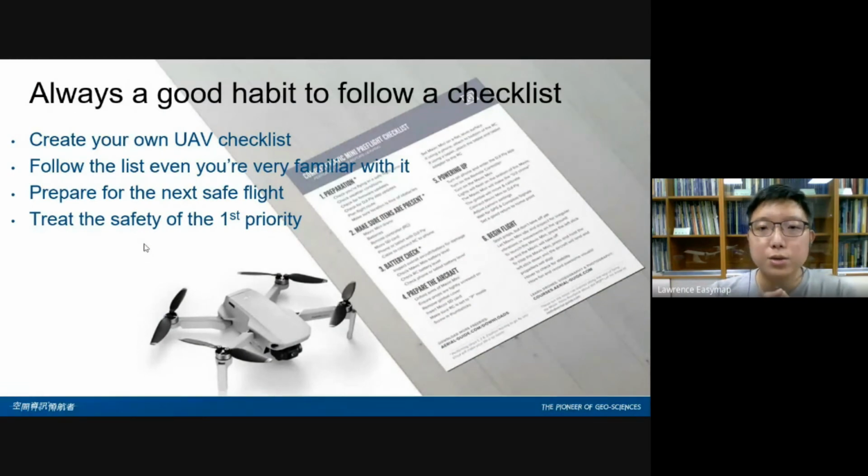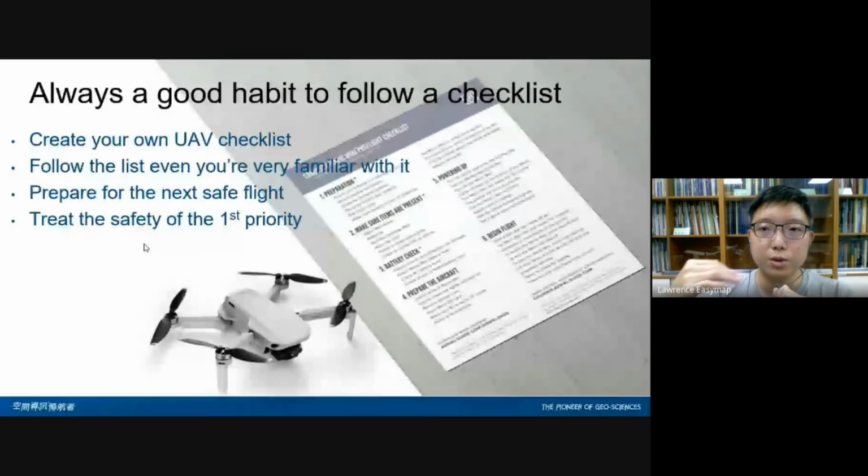Okay, as there are so many things that we need to check before or after the flight, it is always a very good habit to create your own checklist. Nowadays, when we buy a UAV, normally we don't have a checklist because the manufacturer simply doesn't create one. But you can take a look at references from the internet. There are lots of checklists to tell you what you should check on your UAV, what kind of items you should go through before you take off and after you land your UAV.